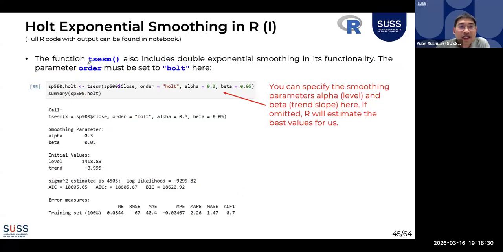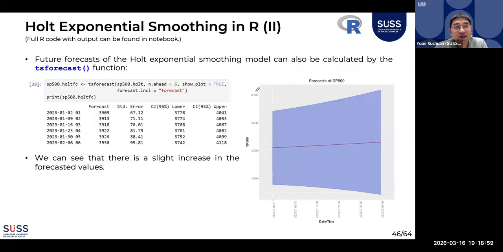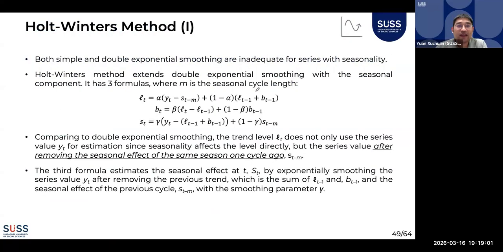When you use the TS ESM exponential smoothing function to model the double or Holt exponential smoothing model, you need to specify order equal to holt, okay? And you need to give the parameter values of alpha and beta. If you didn't specify them, R will estimate the best values for you, okay? You can use the TS forecast function to do the forecasting.